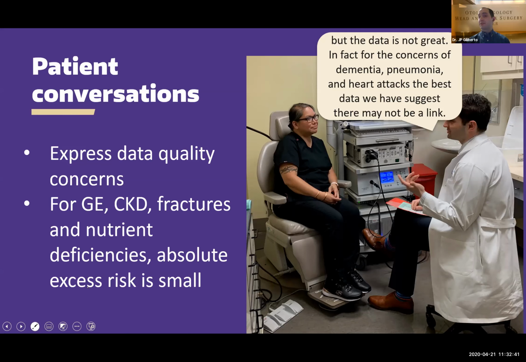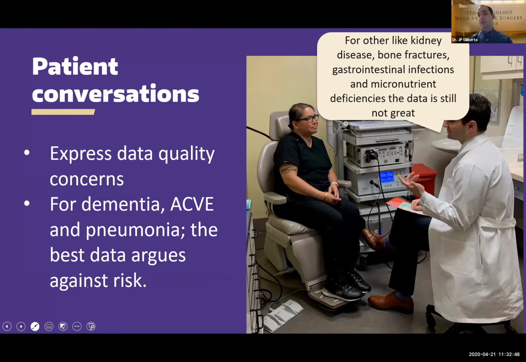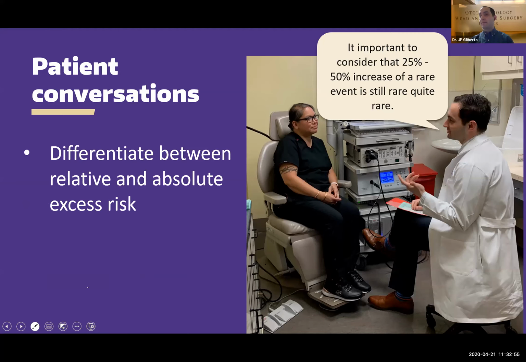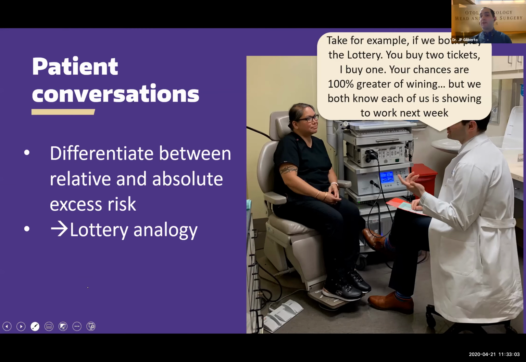In fact, for concerns about dementia, pneumonia, and heart attacks, the best data we have argues against, and may suggest that there may not even be a link. For others, like kidney disease, bone fractures, gastrointestinal infections, and micronutrient deficiencies, this data is still not great. And it's important to consider that a 25 to 50% increase of a rare event is still quite rare. Take, for example, if we both play the lottery, you buy 2 tickets, I buy 1, your chances of winning are 100% greater than mine. But we both know that each of us is showing up to work next week.